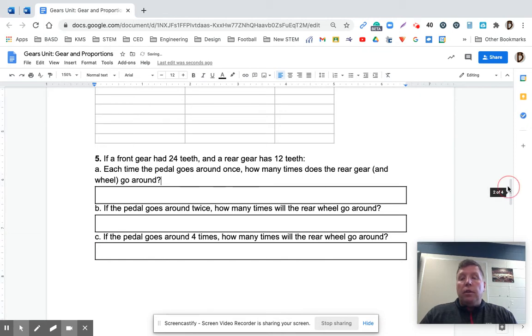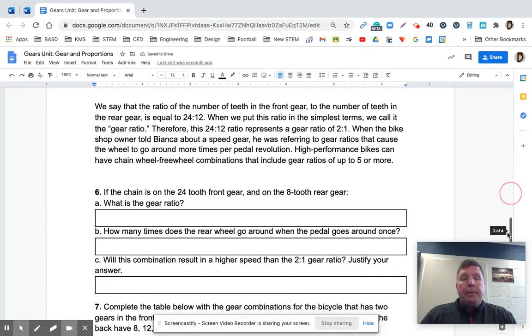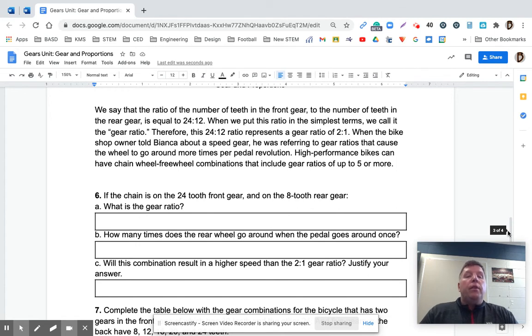Scroll down here a little bit more, and we got number 6. We say the ratio of the number of teeth in the front gear to the number of teeth in the rear gear is equal to 24 to 12. When we put this ratio in its simplest terms, we call it the gear ratio. So all you're doing is taking the gear combination, and when you reduce it down to its simplest terms, we get a ratio, and that is called the gear ratio. So we pick a number that's divisible evenly by both. I could take 12. 12 goes into 24 2 times. 12 goes into 12 once.